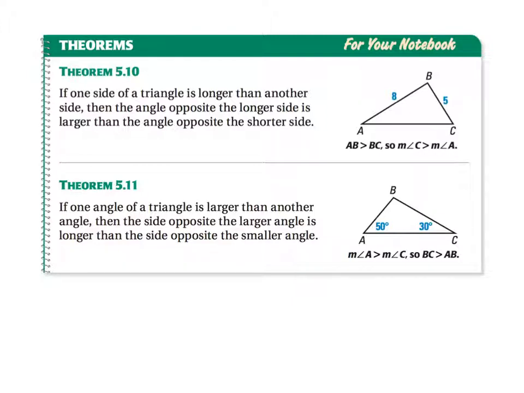Theorem 5.11 says something similar. If one angle of a triangle is larger than another angle, then the side opposite the larger angle is longer than the side opposite the smaller angle. So once again, just like in the last slide, if we have an angle of 50 here and an angle of 30 there, the side opposite the angle of 50 would be bigger than the side opposite the angle of 30. So BC would be greater than AB.